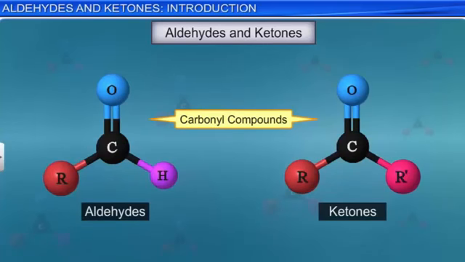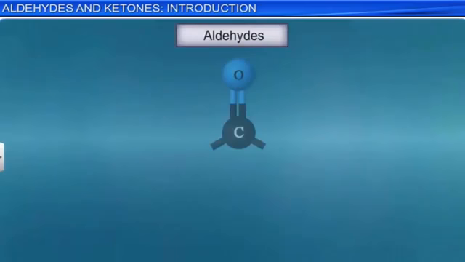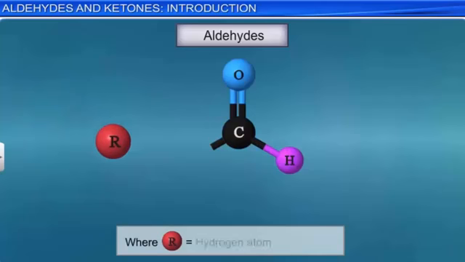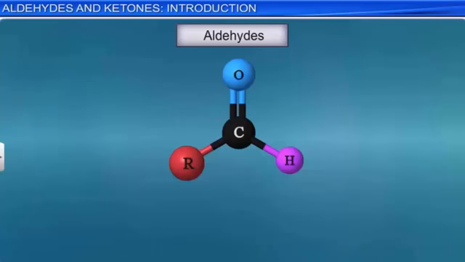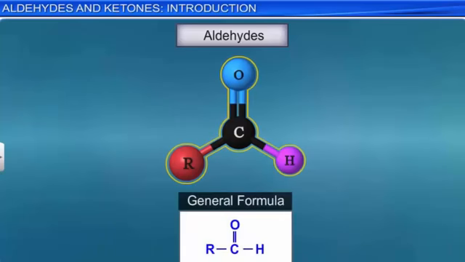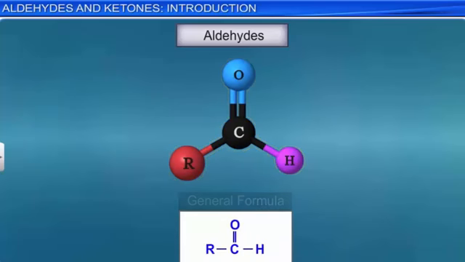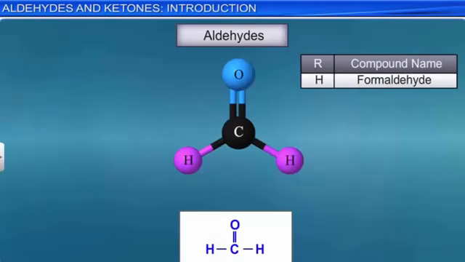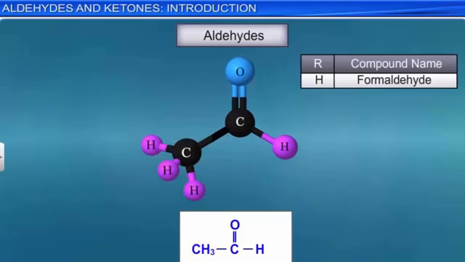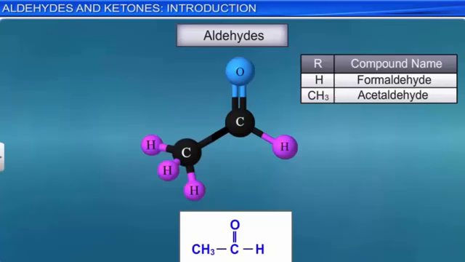However, aldehydes and ketones differ in the nature of the groups that are attached to the carbonyl group. In aldehydes, one of the two available valencies of the carbonyl group carbon is essentially satisfied by an H atom, and the other by a hydrogen atom, an alkyl group or an aryl group. Hence, the general formula for aldehydes is RC double bond OH. If R is H, then the corresponding aldehyde is formaldehyde. If R is the methyl group, then it is acetaldehyde. And if R is the phenyl group, then it is benzaldehyde.